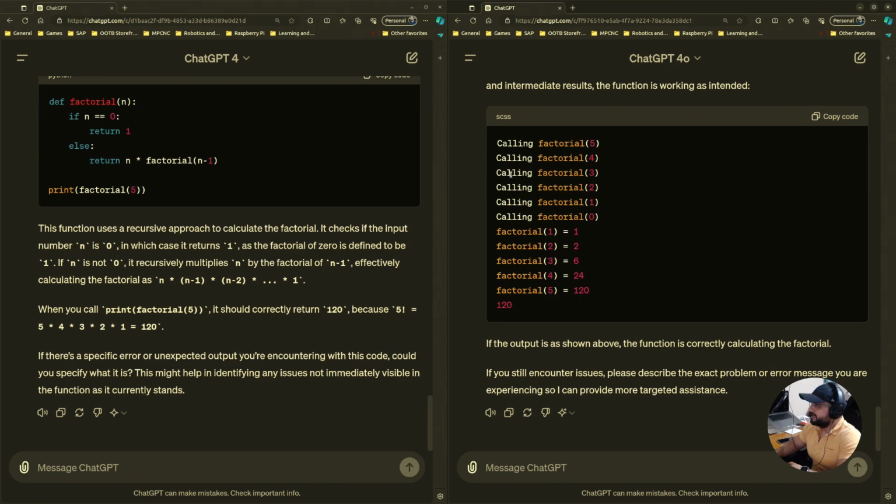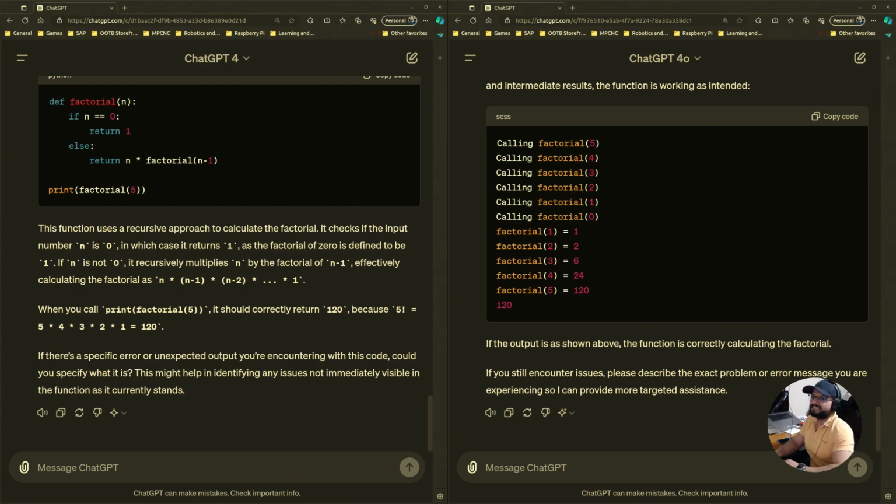So it's saying that, hey, this is what you do. You print it at every step and you see that the answer is correct. So if you still encounter issues, then let it know. Pretty cool. I like that response. So I'll give ChatGPT-4o an edge over here because it did a better job at it.